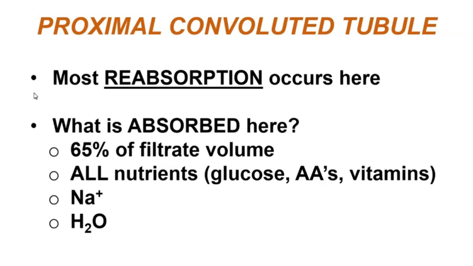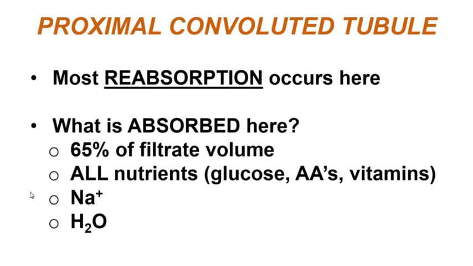So a good majority of the filtrate volume is reabsorbed in the proximal convoluted tubule. We see that the proximal convoluted tubule reabsorbs all nutrients, so this is glucose, amino acids, vitamins, and things like that. We also see a lot of sodium absorption here and a lot of water absorption taking place here, except in the cases of dehydration.